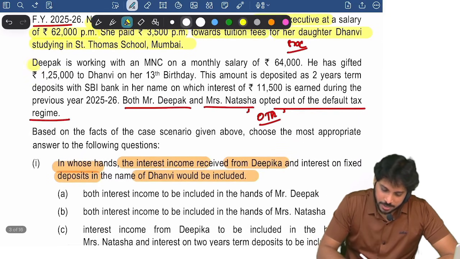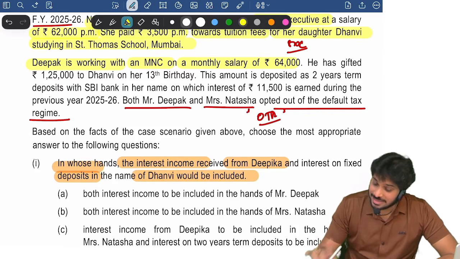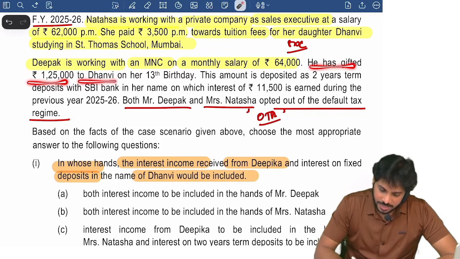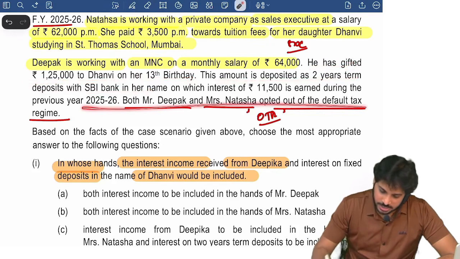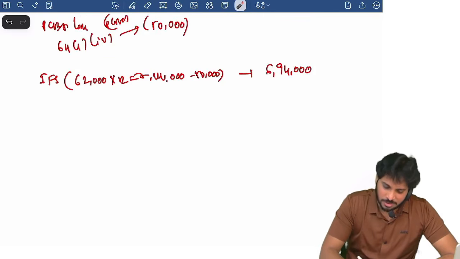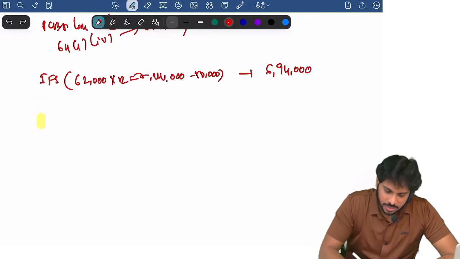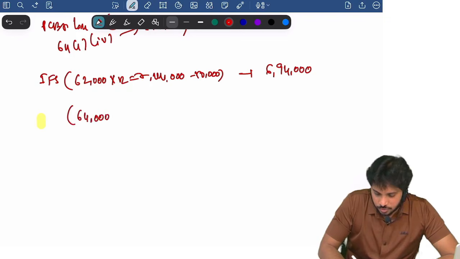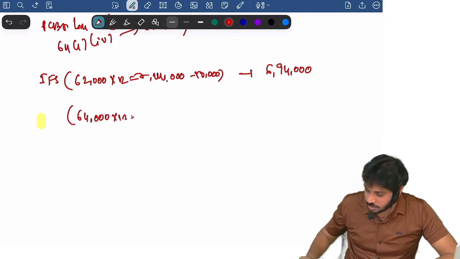Then again, Deepak is also working with an MNC on a monthly salary of 64,000. Then he gifted 1,25,000 to Dhanvi, a minor. The amount is deposited in SBI. Interest and so on. Okay, fine. Deepak, over. Problem over. Again, income from salary of Deepak, 64,000 multiplied by 12. How much is that? 64,000 into 12.